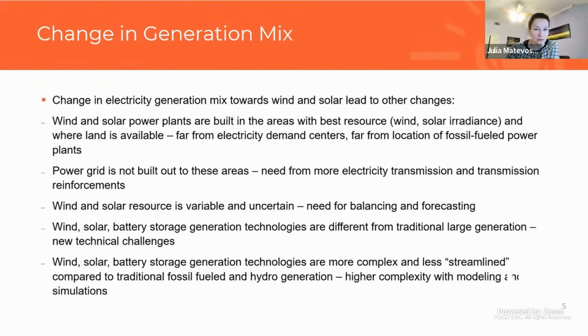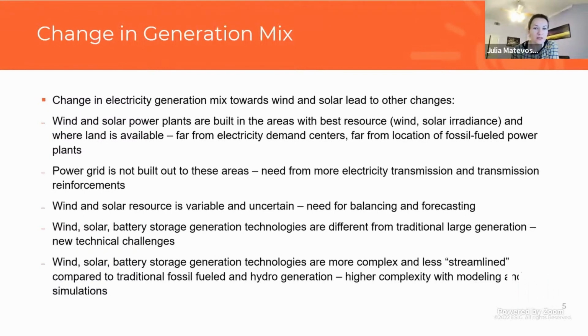So as you know, there is change happening in the generation mix towards wind and solar, and it leads to a number of challenges. Wind and solar plants are usually built in areas with the best wind and solar resource, so good wind speeds, high irradiance, usually open grounds, and land should be available, since these plants take more. They have a bigger footprint than conventional thermal power plants.